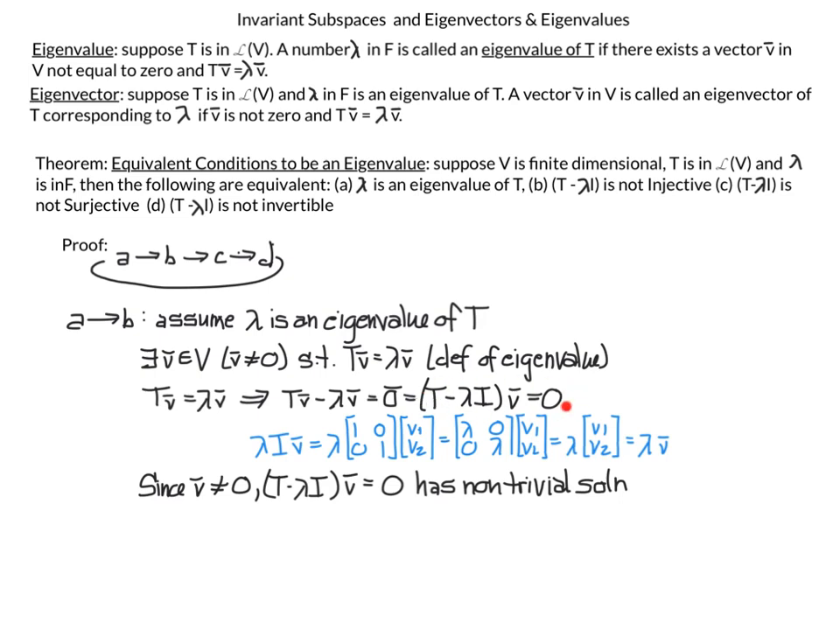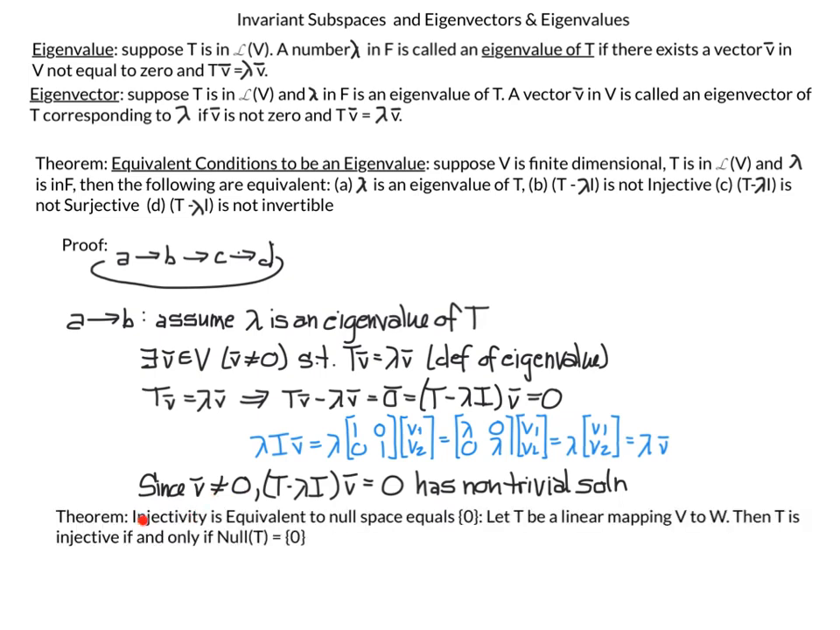Looking at this matrix equation, we know that since v is an eigenvalue, by definition our eigenvector v is not equal to 0. So since v is not equal to 0, that means this matrix equation here, which I have a demonstration of what it would look like if it were two-dimensional, has a non-trivial solution where v is not equal to 0. We have this theorem here about injectivity, since statement B is about injectivity, that says injectivity is equivalent to the null space equaling the 0 vector.